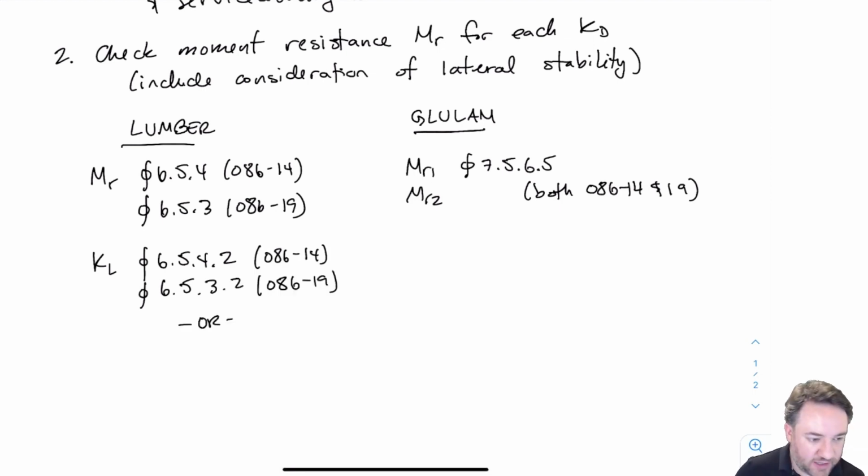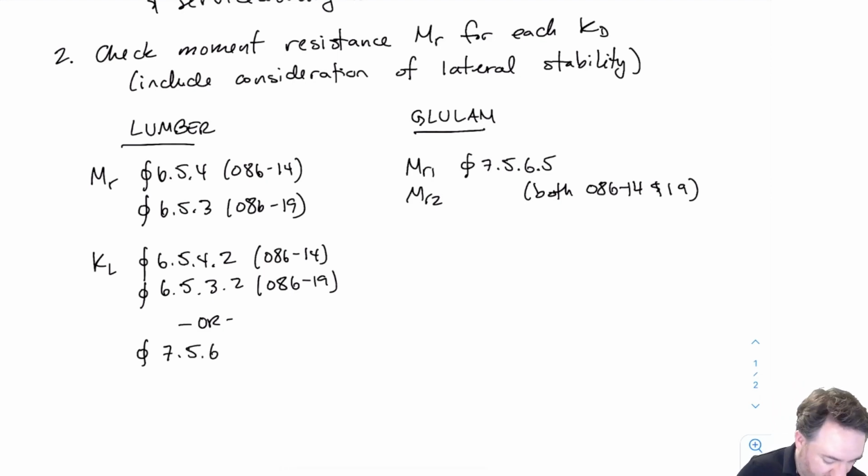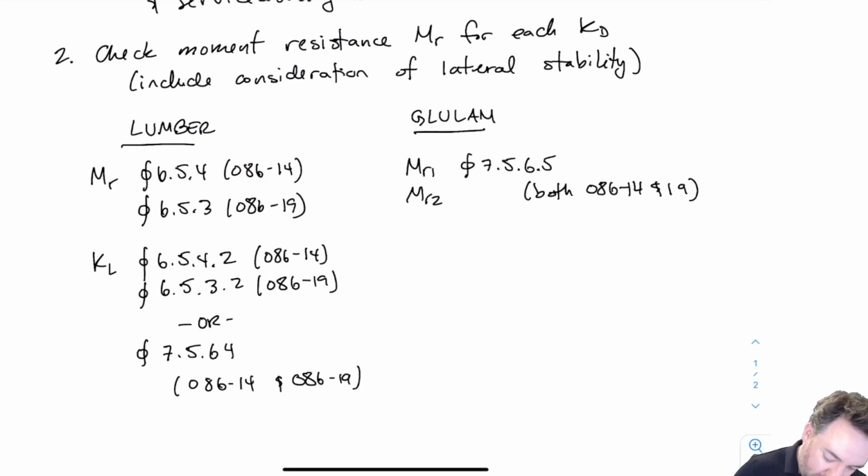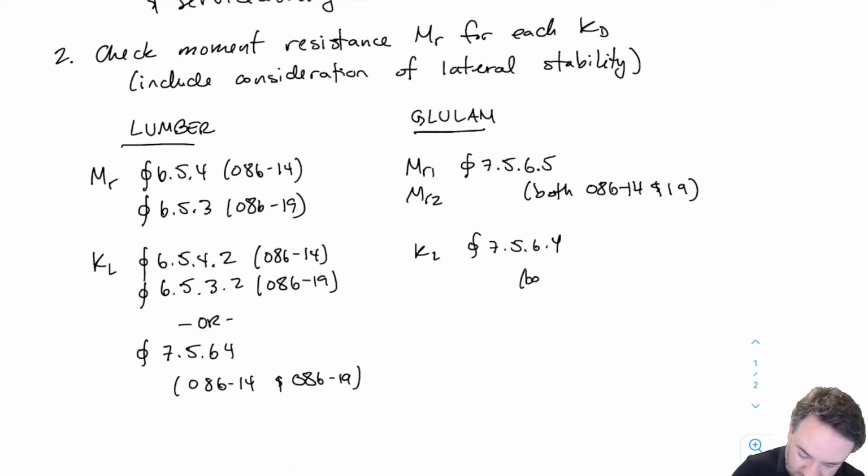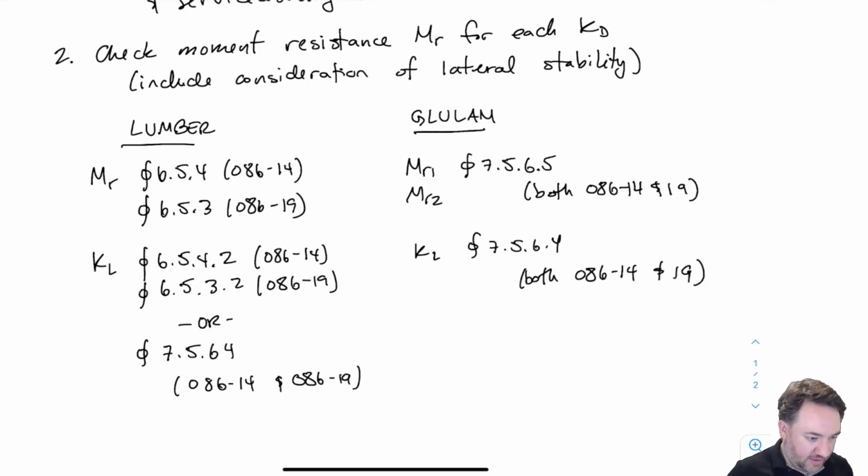But then recall as well that if I don't fit those criteria and KL does not equal 1, then I use the glulam method to check for KL instead, which is clause 7.5.6.4 for both 08614 and 08619. On the glulam side, my KL check is only that same clause. And that is basically it for moment resistance check.